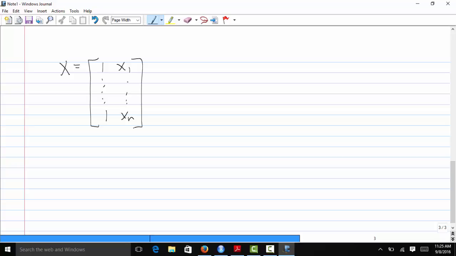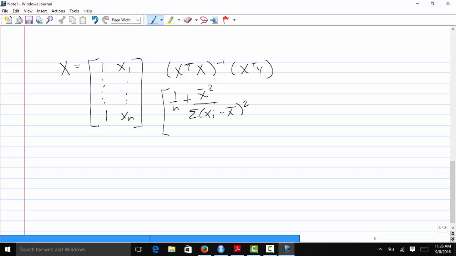And then we basically need to multiply everything out. So that's already on the previous slide, but I'll write it here just for convenience. So we want to compute X transpose X inverse X transpose Y. And using the information on the slide we were looking at, we have 1 over n plus x bar squared over the sum of xi minus x bar squared.